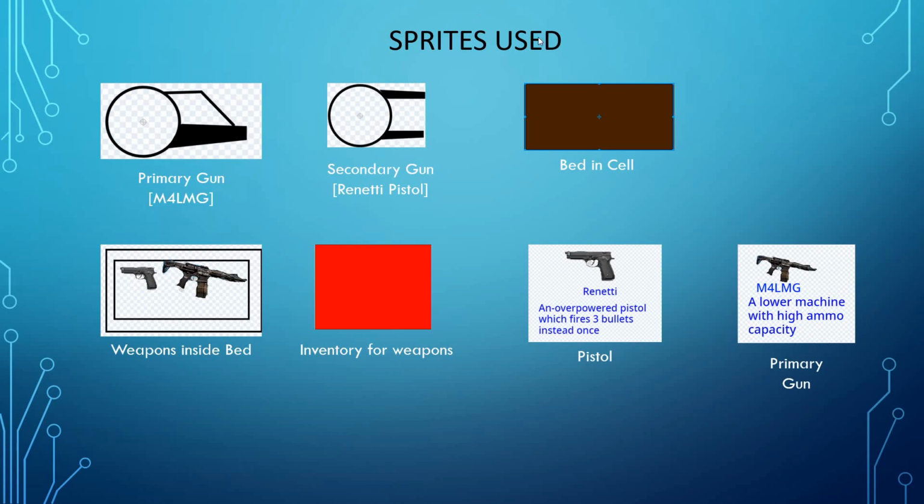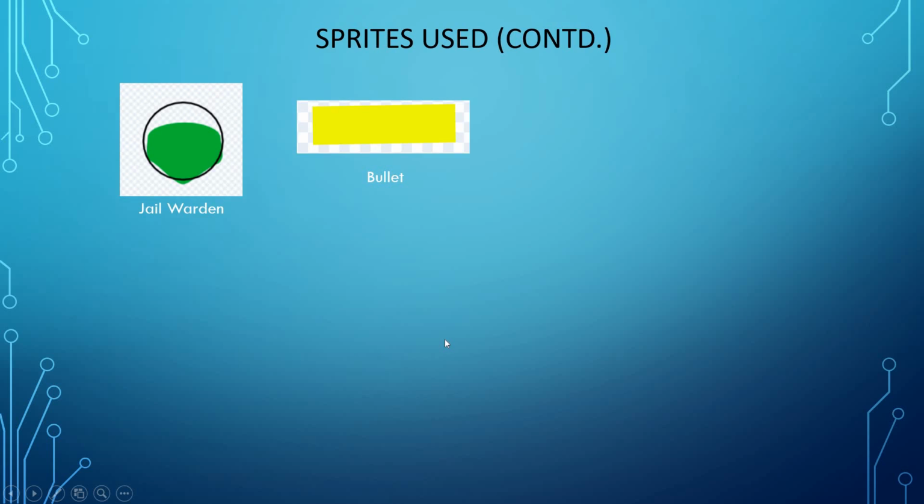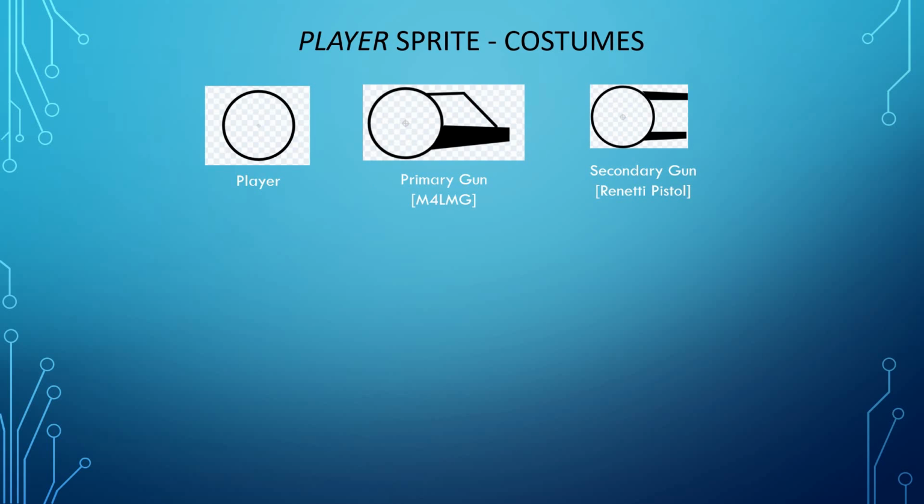So here we have all our sprites used. We have our primary gun, our secondary gun, our bed in the cell, weapons inside bed, inventory for weapons, pistol and primary gun costumes for inventory. Continued, we have our jail warden and the bullet.